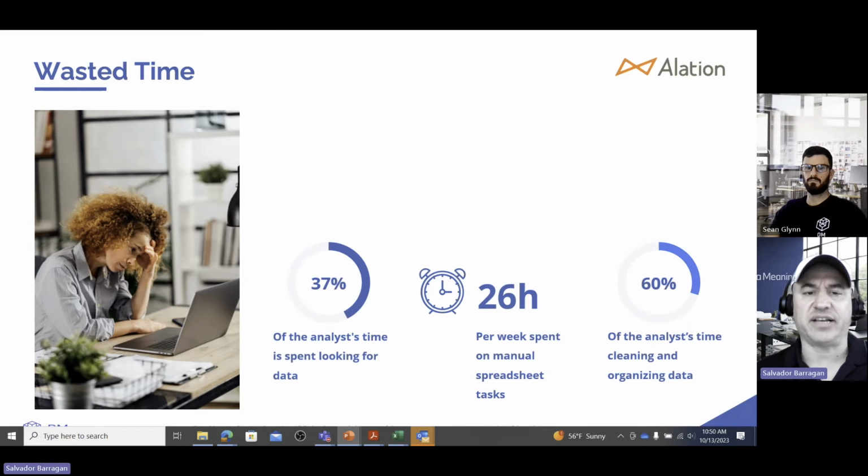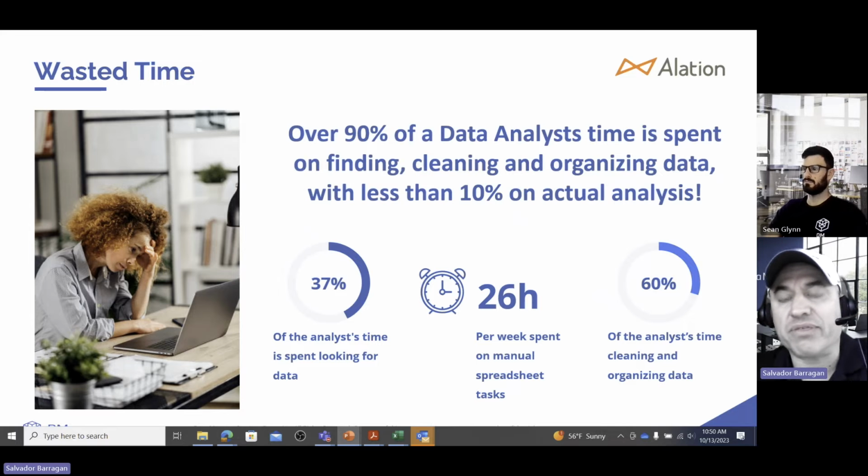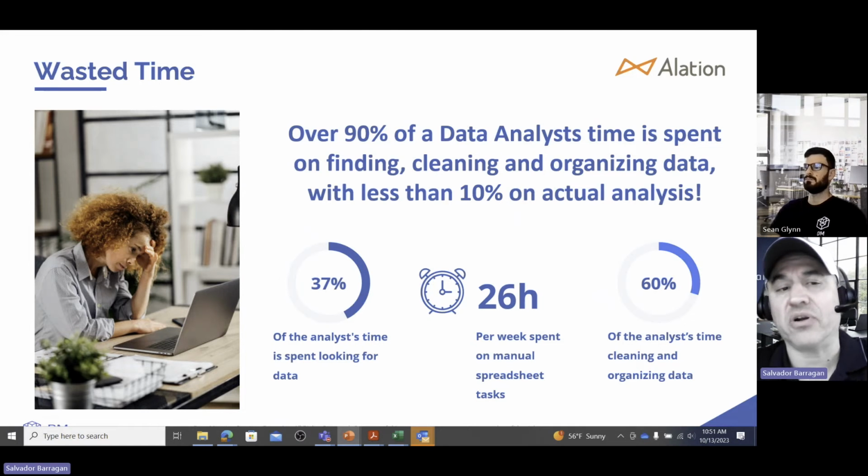Statistics tell us that 37% of all analysts spend their time looking for the right data. Per week, that's about 26 hours they also spend on manual spreadsheet tasks if they don't have the right tools. And they also spend about 60% of their time just trying to clean and organize the data. If you add all that up, that's quite a bit of time used for things that take away from the efficiency of the data analyst. So over 90% of a data analyst's time is spent on finding, cleaning, and organizing data, with less than 10% on actual analysis. So the amount of time that you're going to spend on your actual duties that return an ROI to your organization is 10%, and 90% is spent on areas that an analyst should not spend their time on, or at least not as much as they're spending.